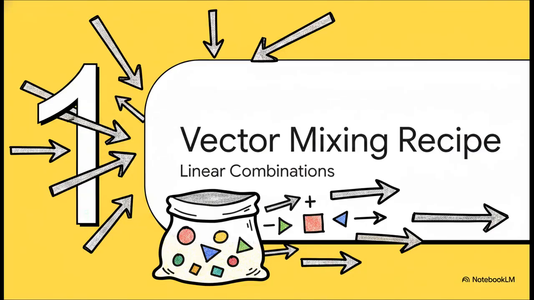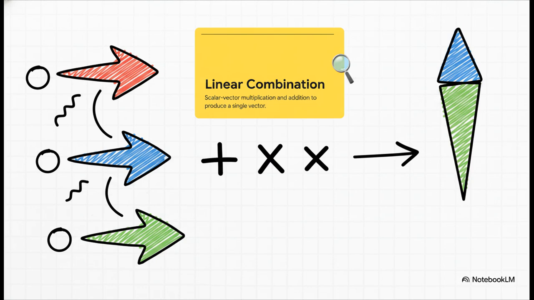Section 1. The vector mixing recipe. Before we do any complex data analysis, we really just need a collection of vectors and a set of rules for combining them. And that brings us to our very first major concept, the linear weighted combination. Now, I know it sounds super fancy, but honestly, it simply means taking a set of vectors, multiplying each single one by a scalar number, which basically just acts as a weight, and then adding them all together to produce one single new vector. Really, that's the whole shebang. Scalar vector multiplication followed immediately by addition.